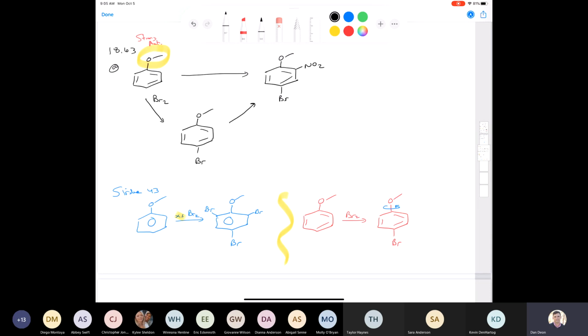And again, they're both ortho-para directors, right? This is an ortho-para director, and this is an ortho-para director. But remember, this is strong, and this one is a weak deactivator. So if we treat that with nitration conditions, which are nitric acid and sulfuric acid, it's going to nitrate ortho to the methoxy.